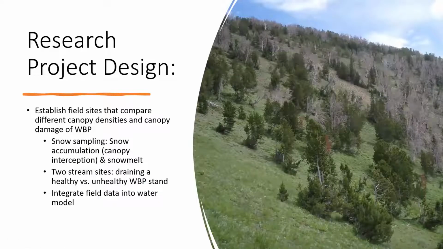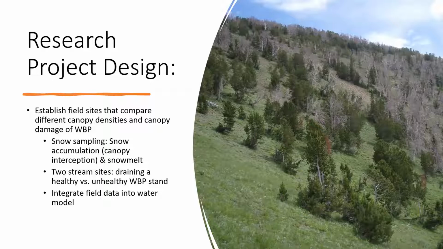So to better understand how different whitebark pine stand characteristics affect snowpack and stream flow, I have established field sites across different canopy densities and canopy damage classes. I'll be collecting snow data in these different stands to see how much snow accumulates. In the springtime, I'll do repeated sampling to see how quickly snow melts across these different classes.